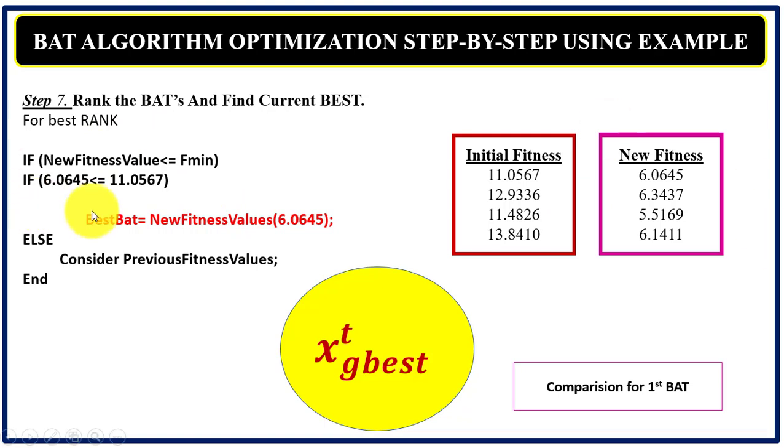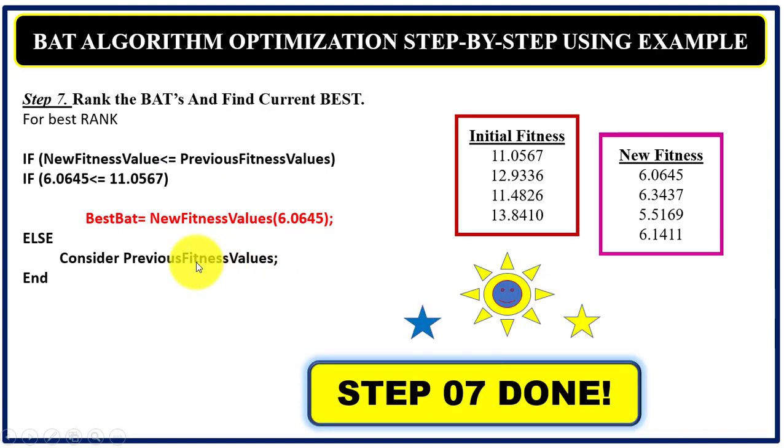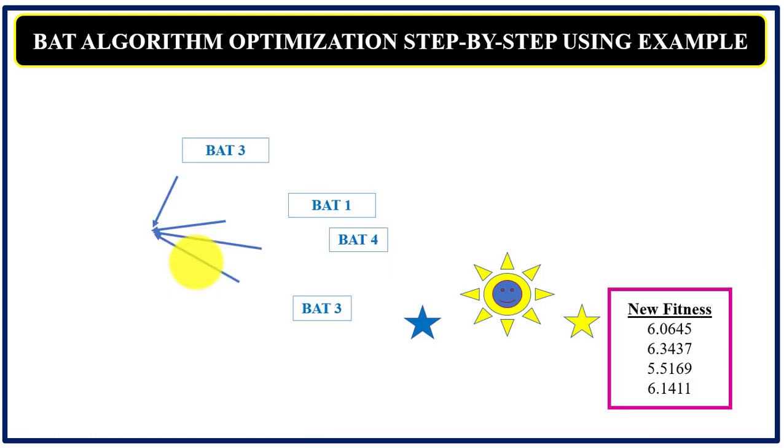So now we will consider the new fitness value as the new solution for the first bat. If this condition is not true, then we will consider the previous fitness value as the best solution. So like that, you can see we will update this for each bat, and we will repeat the loop until we get the new solution. After that, according to the new fitness values that we computed, I ranked the bats. You can see the best one is the third bat.